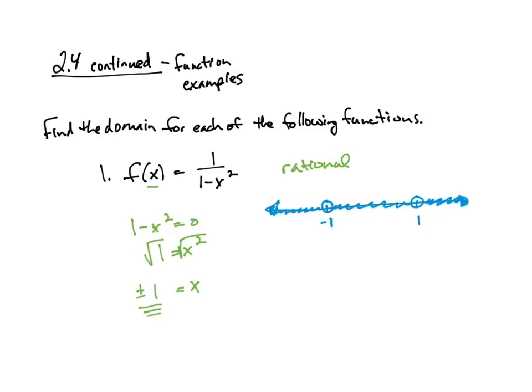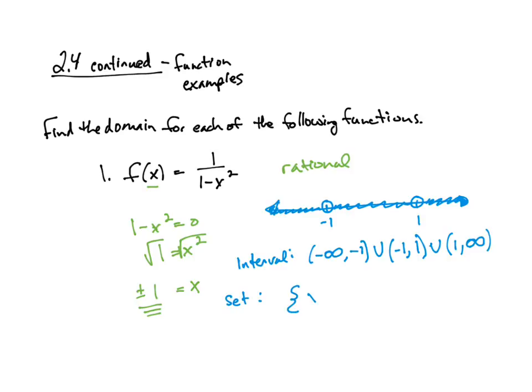So again, there's two ways we can write this. We can write this in interval notation, and in interval notation it's going to be everything from negative infinity up to negative 1, don't include negative 1, and then everything between negative 1 and positive 1, and then union 1 to infinity. So that would be how we write the domain of this function in interval notation. In set notation, we would say the domain is all x such that x does not equal negative 1 or positive 1. So either of these would be an appropriate representation of the domain.